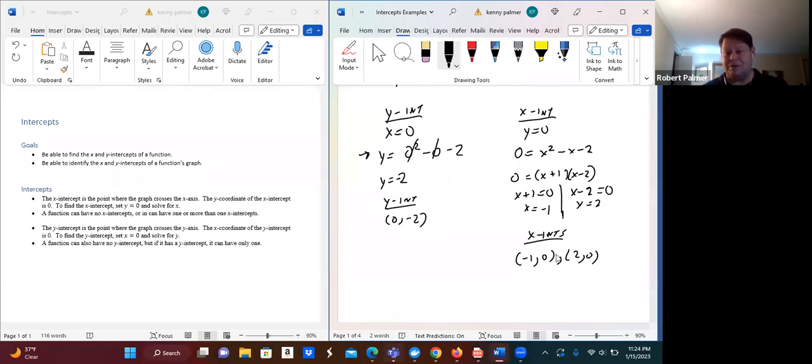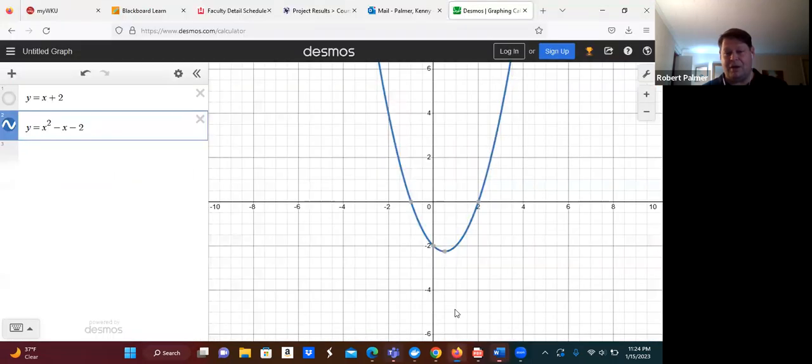So that's our y-intercept. These x-intercepts should be correct. So let's go back there, and that's what we see. Our y-intercept is (0, -2). Now we should have two x-intercepts. We do, where it crosses the x-axis. One is at (-1, 0), the other one at (2, 0). So we see that's what we get.